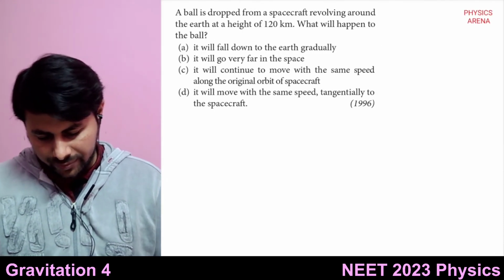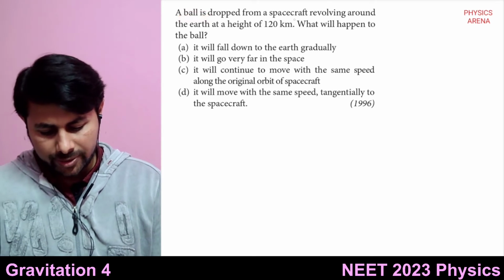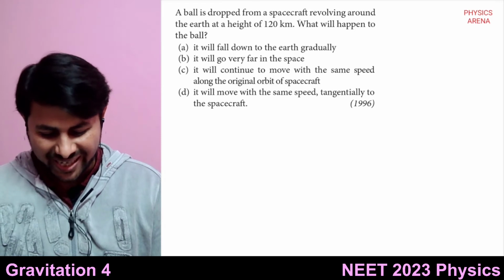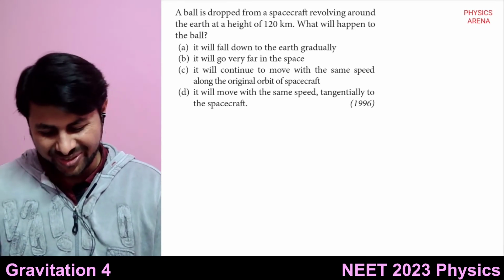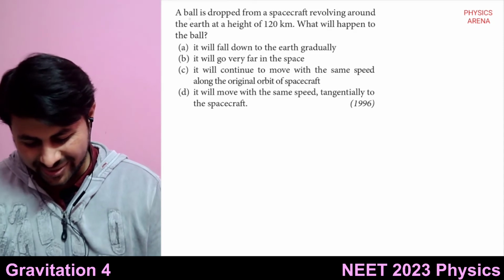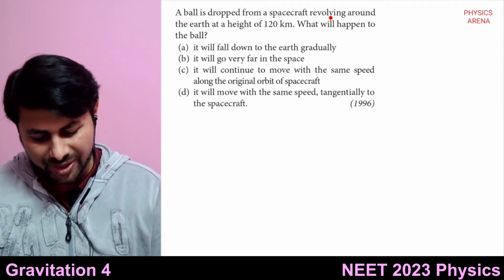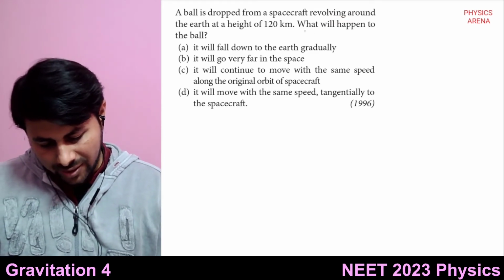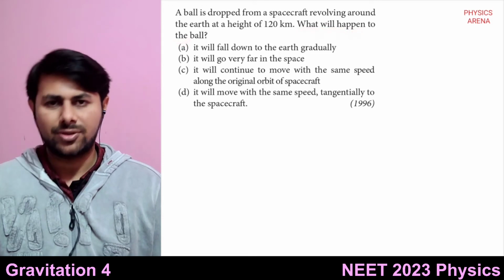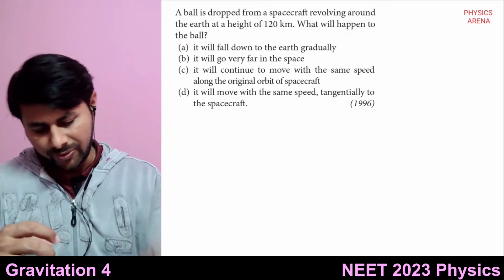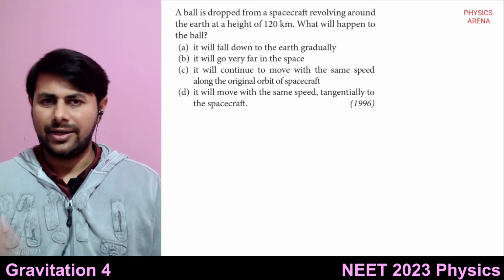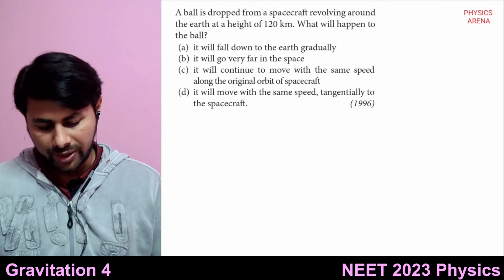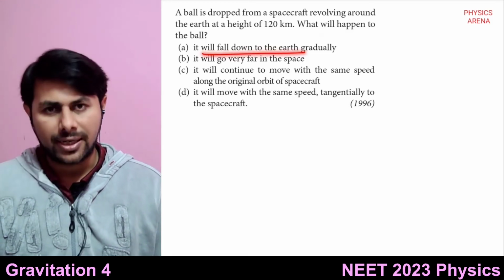Let's see the next question. A ball is dropped from a spacecraft. Okay, it is a tongue twister. The ball is dropped from a spacecraft revolving around the Earth at a height of 120 km. What will happen to the ball? So there is a spacecraft which is revolving around the Earth at some height, and you drop a ball from that height. What will happen? It will fall down to the Earth gradually.